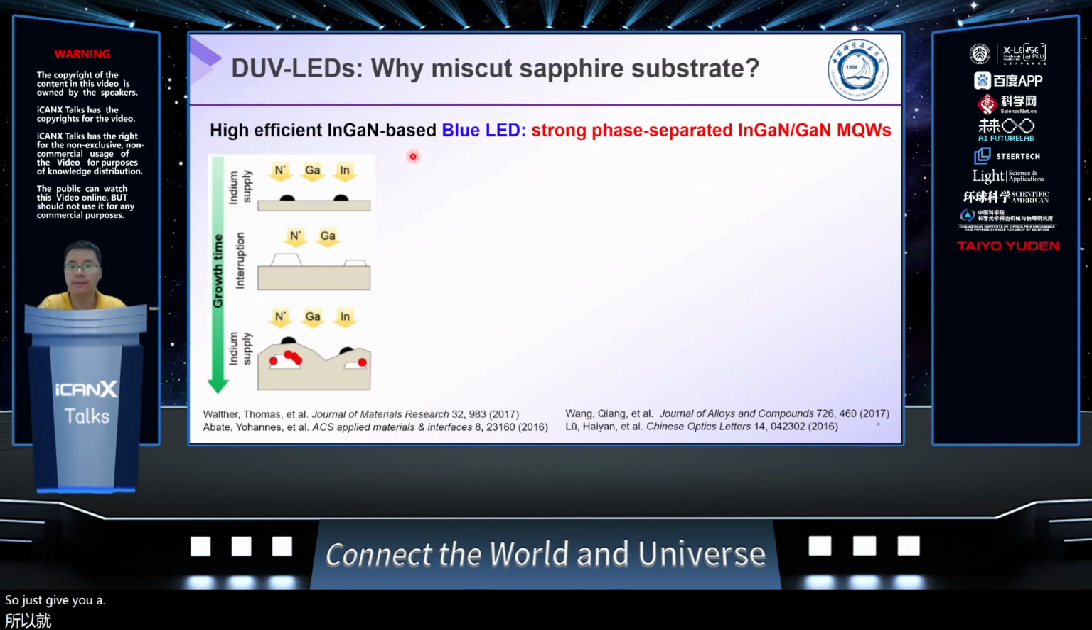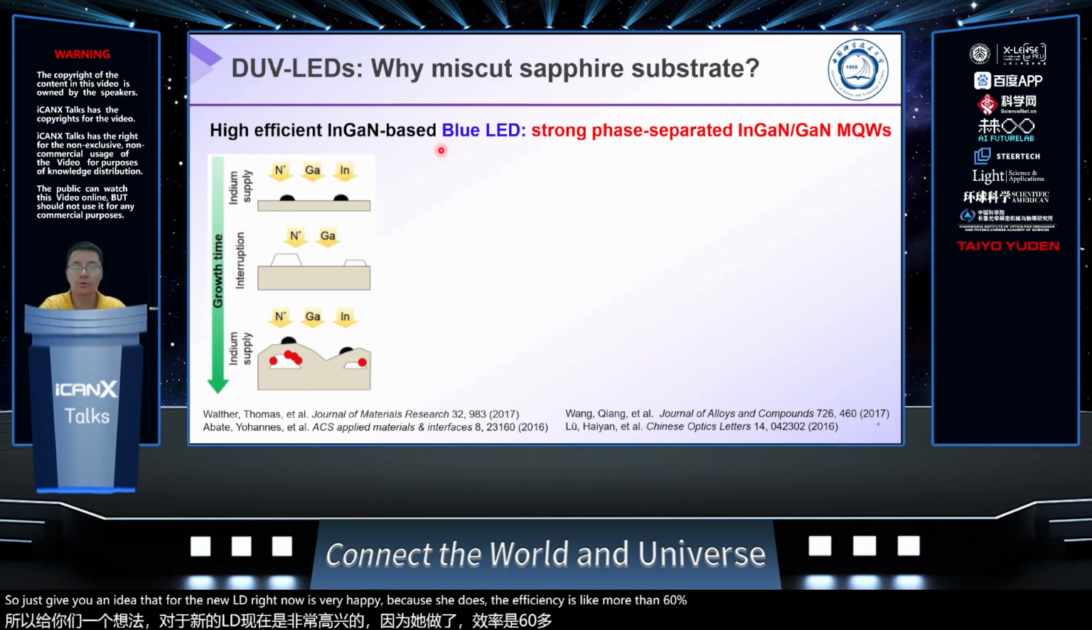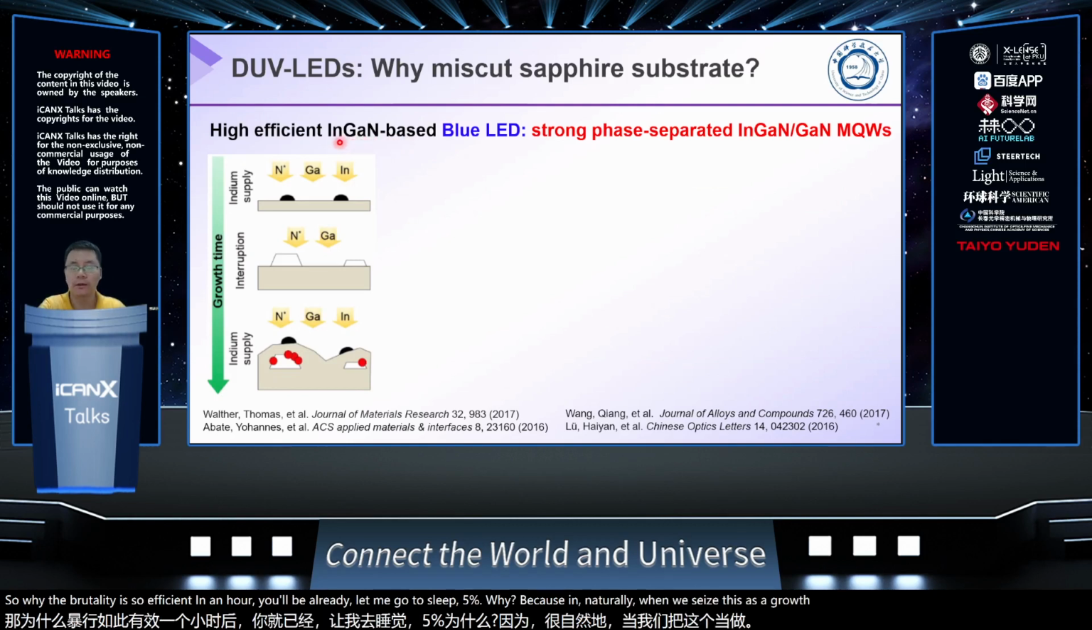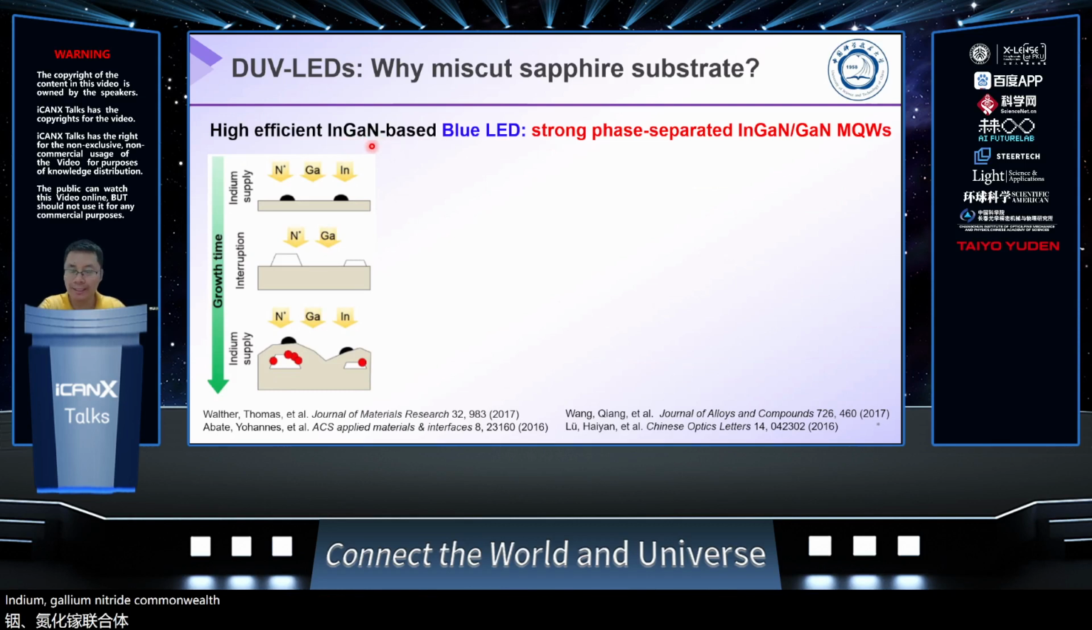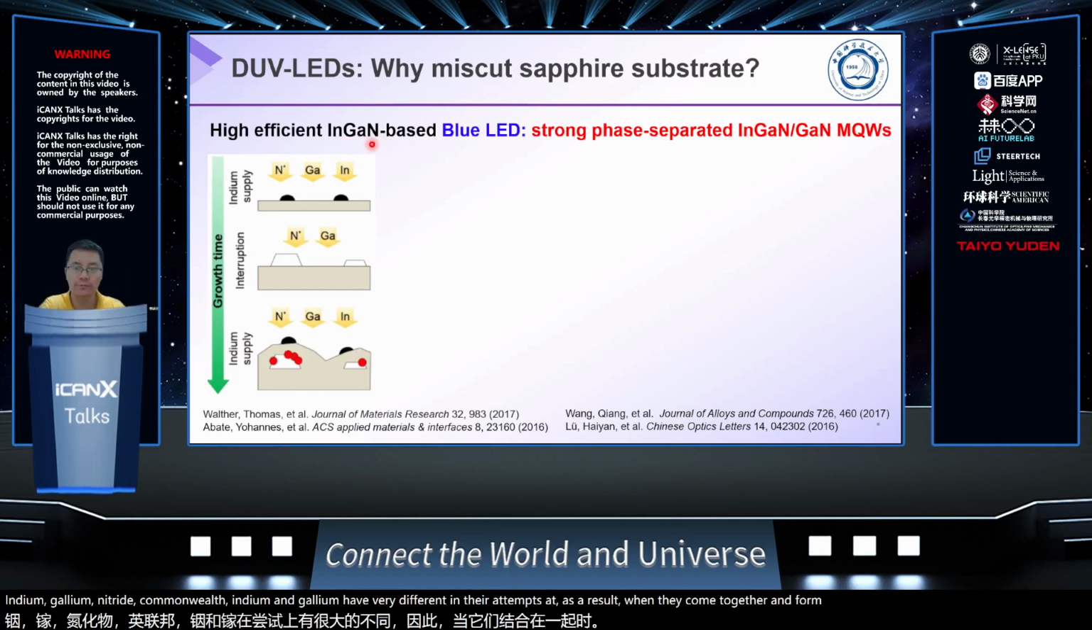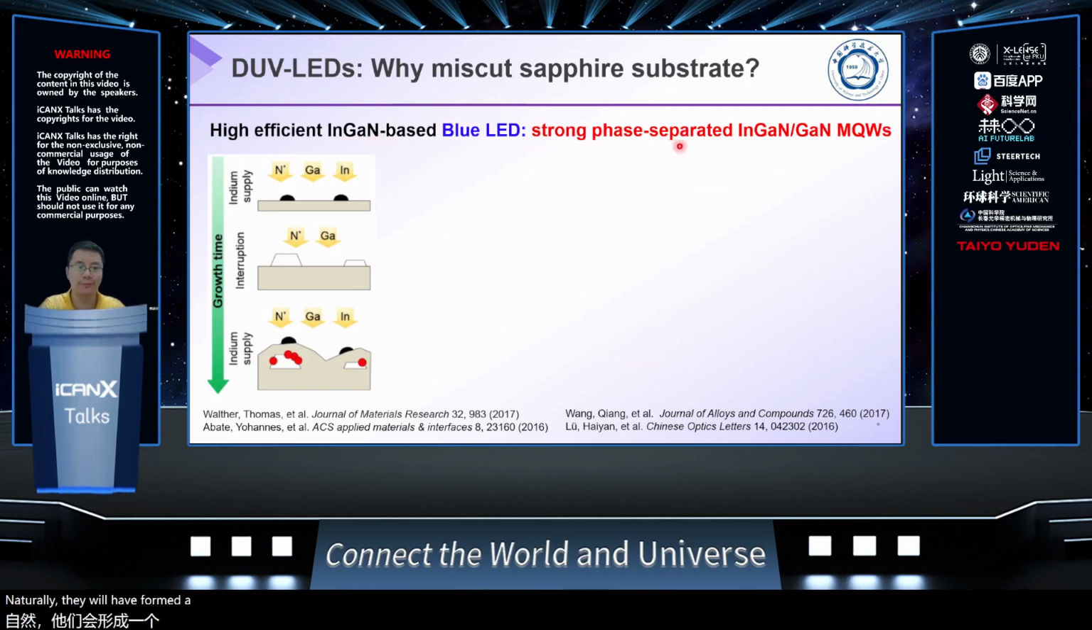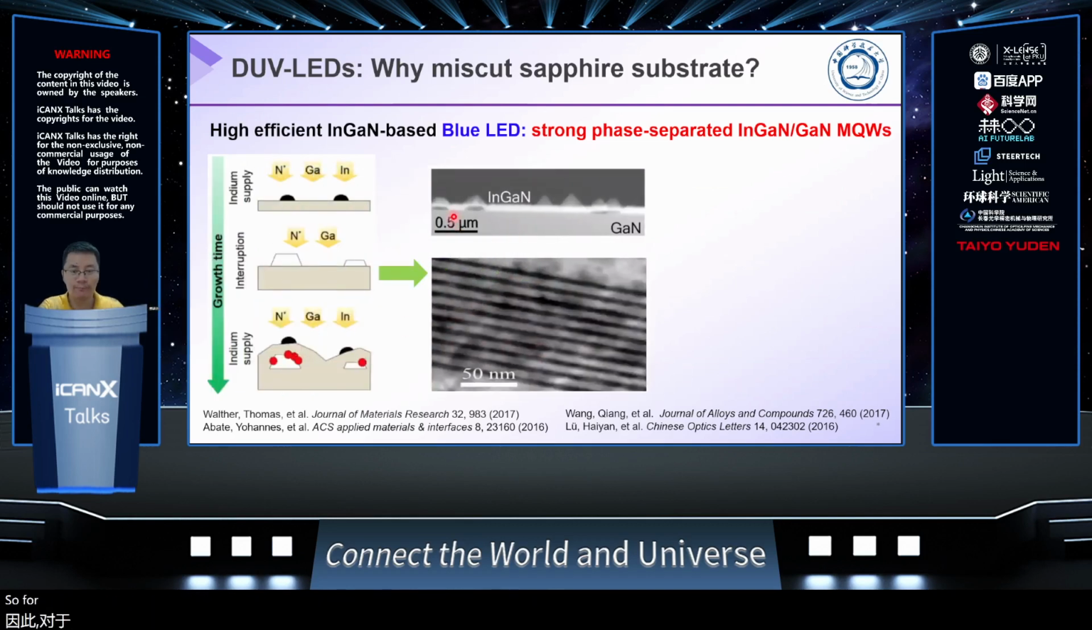Just to give you an idea, blue LEDs right now are very highly efficient. The efficiency is more than 60%. So why is the blue LED so efficient and our UV LED is just 3 to 5%? Because naturally, when we synthesize or grow the indium gallium nitride quantum wells, indium and gallium have very different atom sizes. As a result, when they come together and form thin films, naturally they will phase separate. This is a schematic illustration. When they form the indium gallium nitride thin films, they are separated. They have clusters inside the structures. As a result, they will generate so-called compositional inhomogeneity.